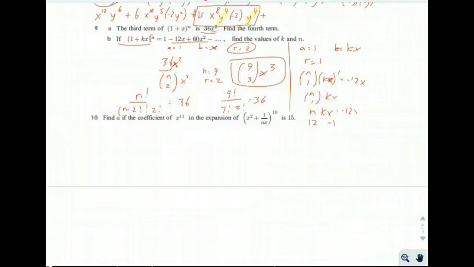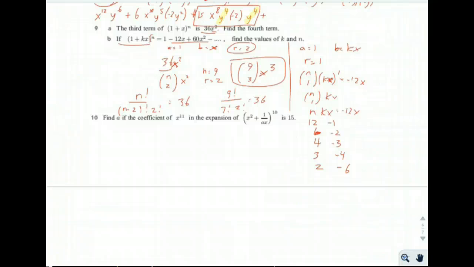N could be 4, could be 6, I guess. K could be negative 2. N could be 4, k could be negative 3. N could be 3, whoops, not negative 3, it could be 3. K could be negative 4, N could be 2, k could be negative 6. Okay, so those are pretty much the possibilities.